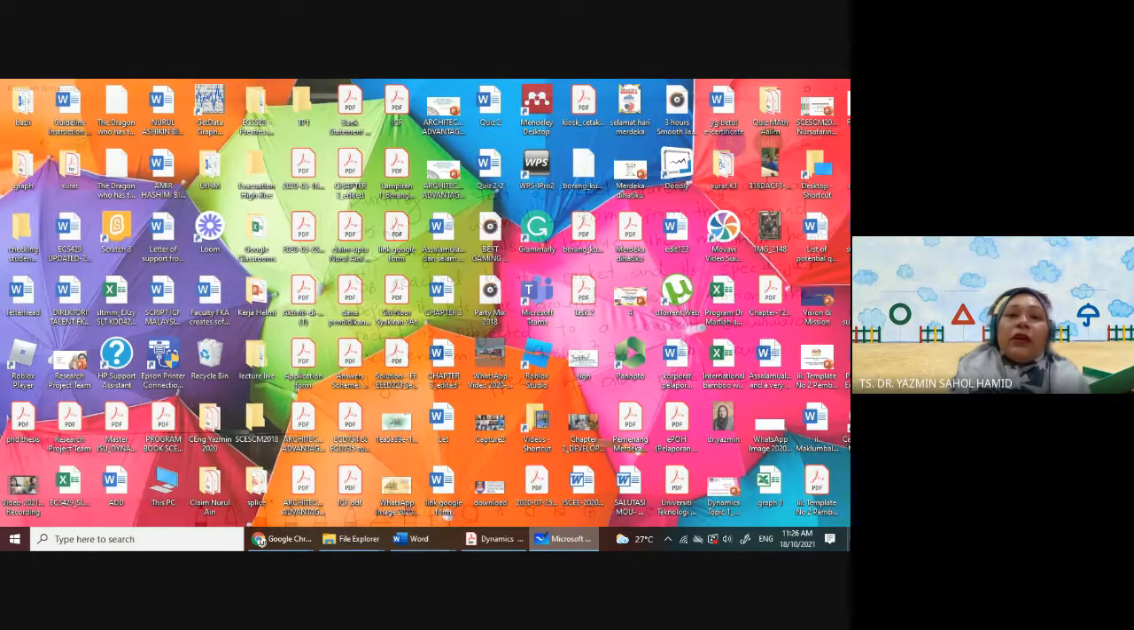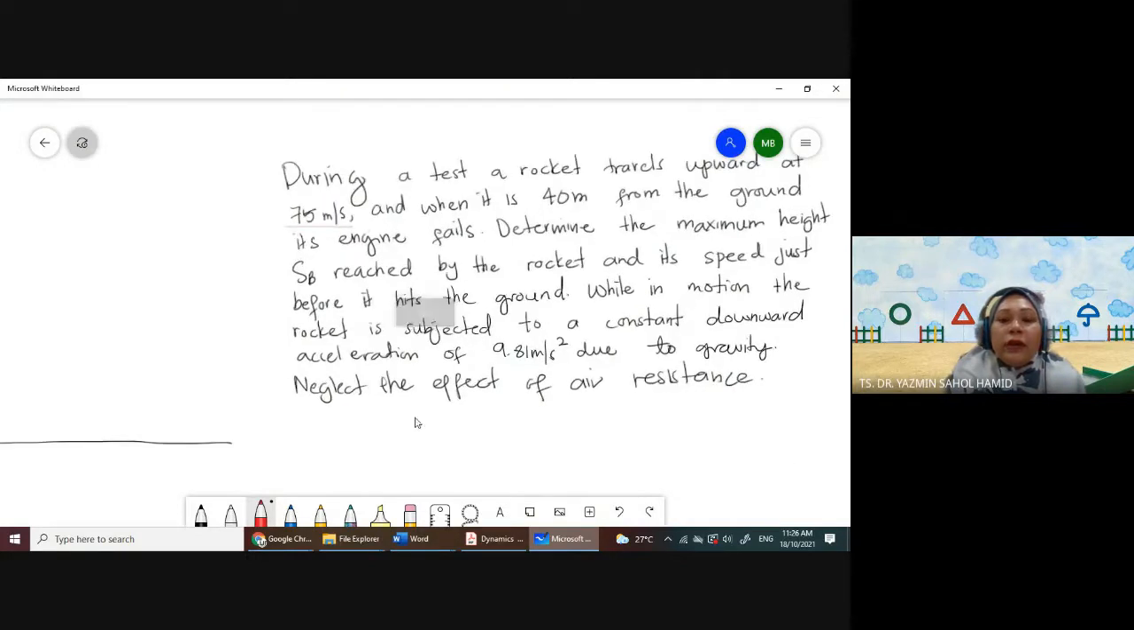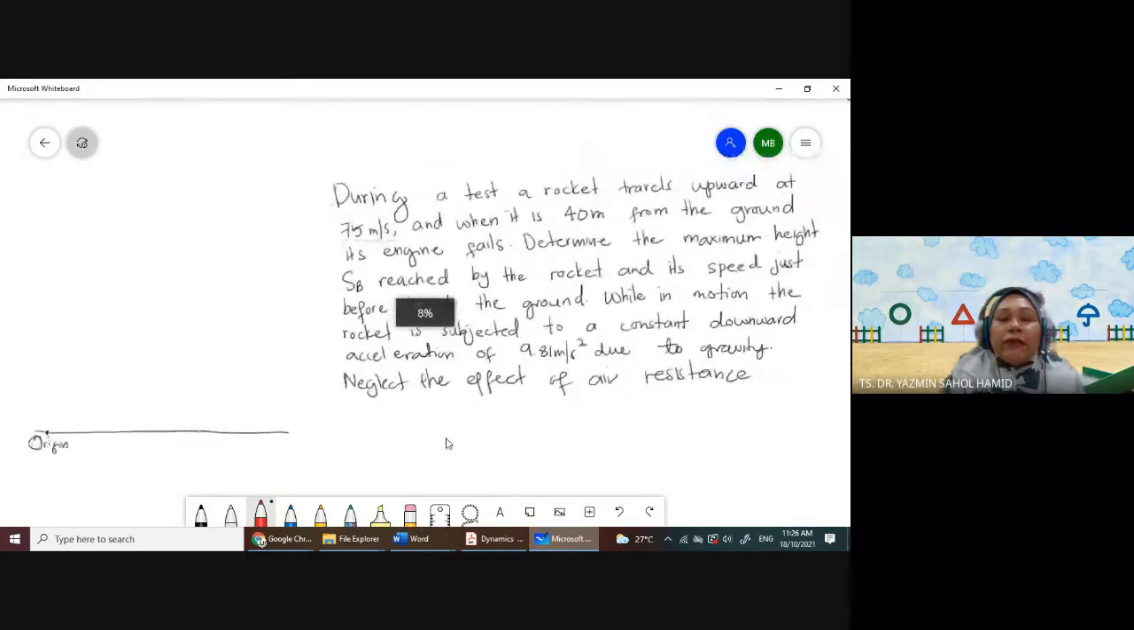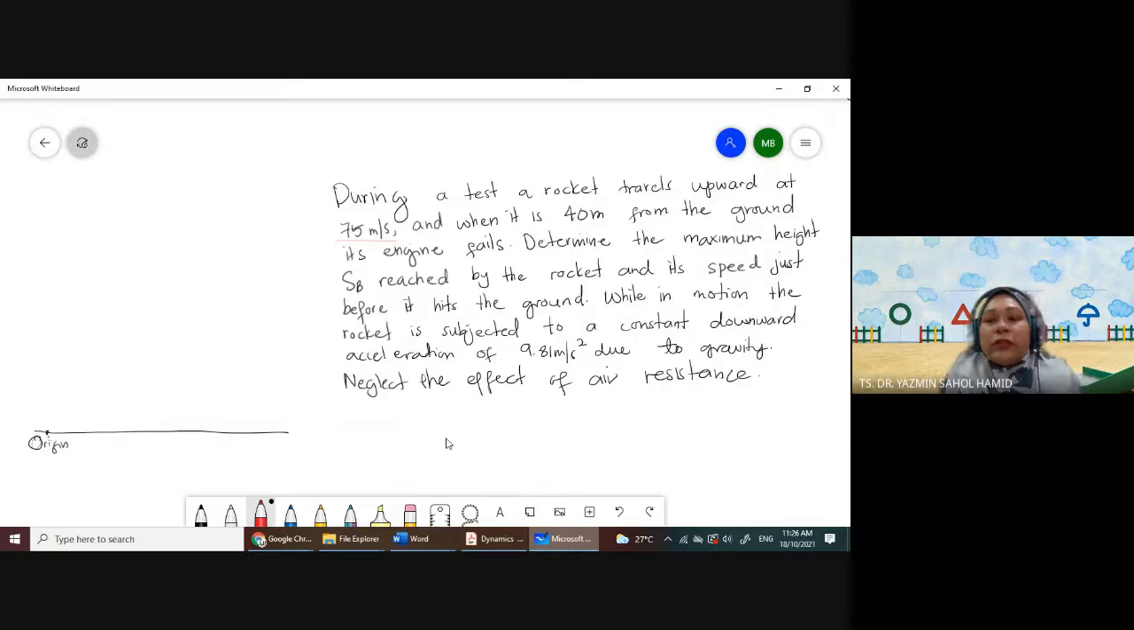During a test, a rocket travels upward at 75 meters per second, and when it reaches 40 meters from the ground, its engines fail. So let's say we have a rocket here. Let's draw a rocket. Let's make the rocket blue color. Okay, so there's the rocket.